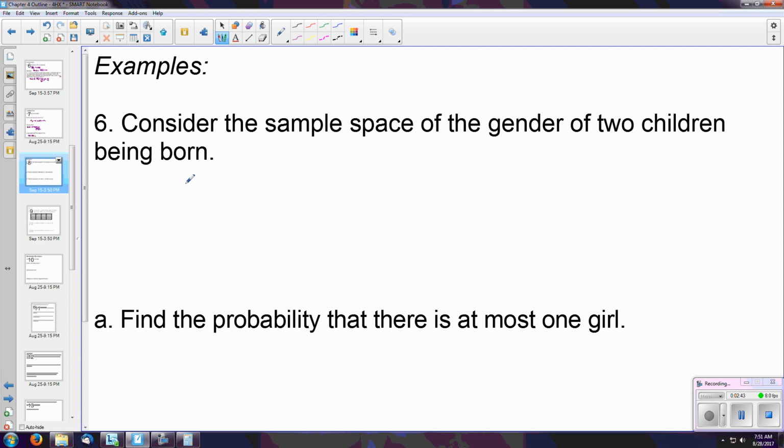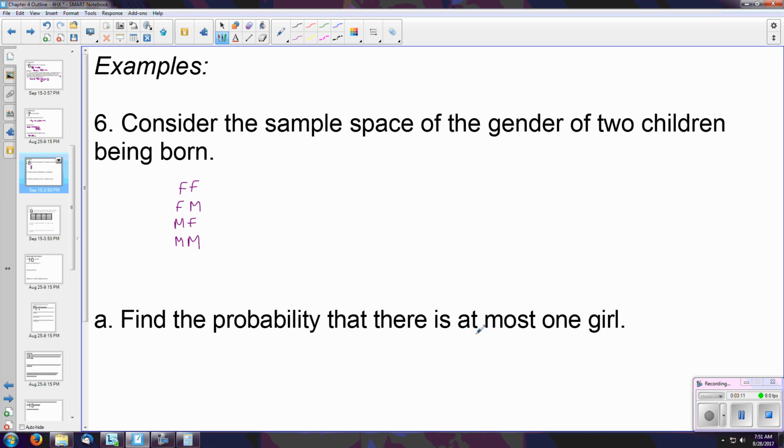You could have two girls. You could have the first child be a girl, the second be a boy. It could be the other way around, male or female. Or last but not least, you could also have two boy children. So if this is our comprehensive list, this is what we call our sample space that we learned about earlier. Find the probability that there is at most one girl.